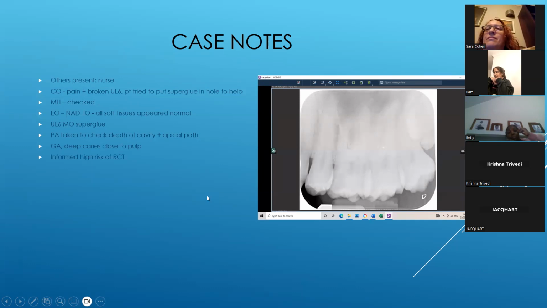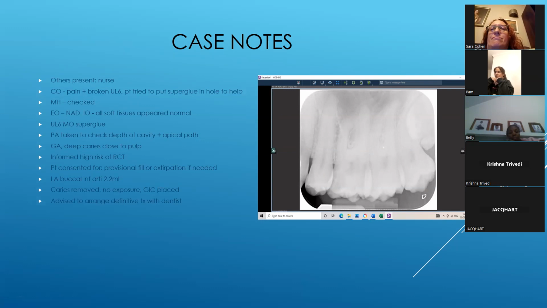Deep caries is close to pulp. Informed patient of high risk of RCT. Yeah. Patient consented for provisional fill or extirpation if needed. Okay, they consented for anything and everything. They weren't under general anaesthetic. They could just consent to what you were planning to do. Infiltration given, caries is removed, no exposure, GIC placed. Advised to arrange definitive treatment with a dentist. Okay, fair enough. GIC, if you use good GIC, Fuji Equa, that's fairly definitive. Patient appreciative. I love it. The patient was happy when they were left. The patient was numb when they left.